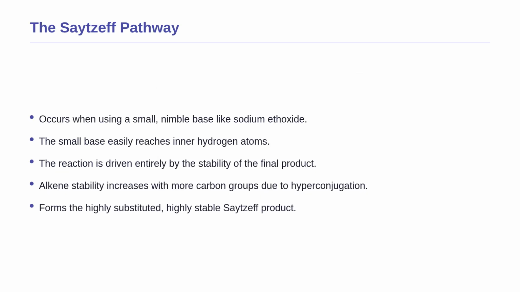With the 3D geometry in mind, let us look at our first pathway. When stereoelectronic control allows for multiple choices, the Saytzeff rule usually dominates if we use a small, nimble base like sodium ethoxide. Because the base is small, it can easily navigate into the crowded middle of the carbon chain to reach an inner hydrogen. Since reaching the hydrogen is easy, the reaction is driven entirely by the stability of the final product. The resulting highly substituted alkene is stabilized by hyperconjugation, where adjacent bonds act like supportive pillars. This is the default, most common pathway.